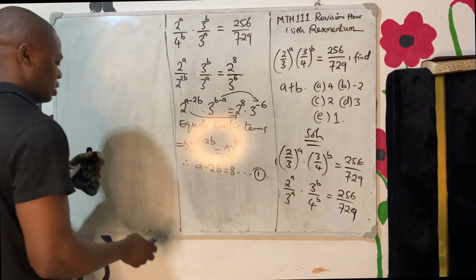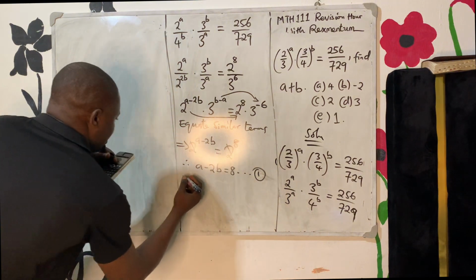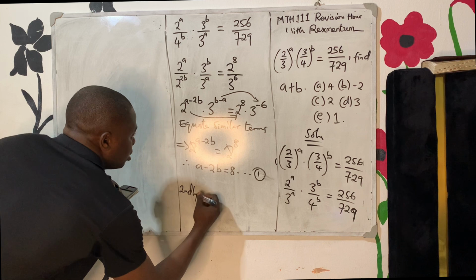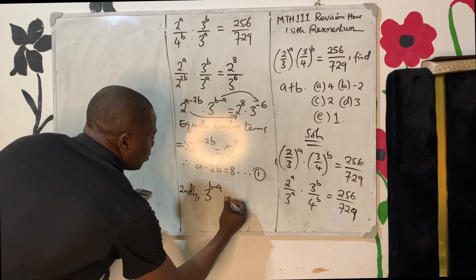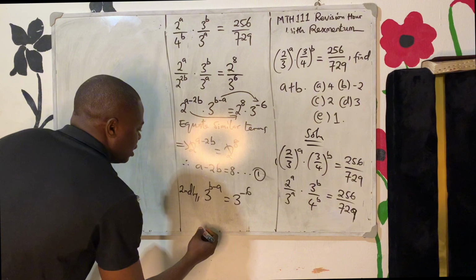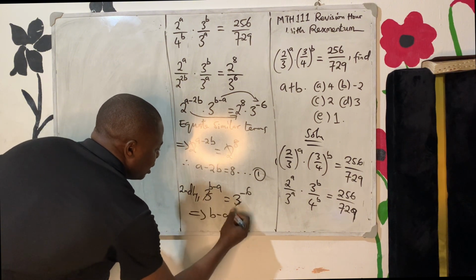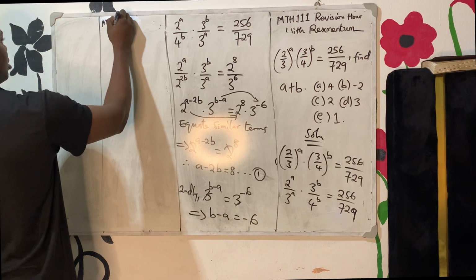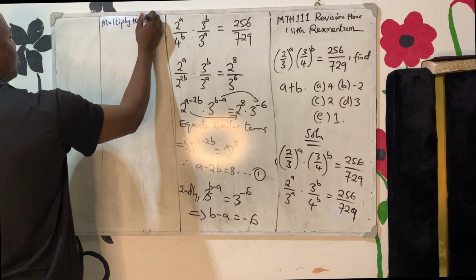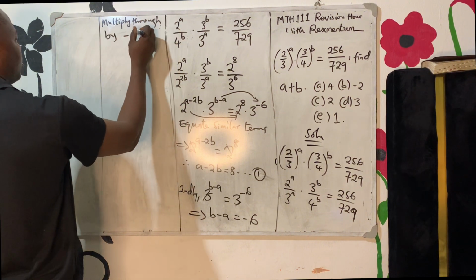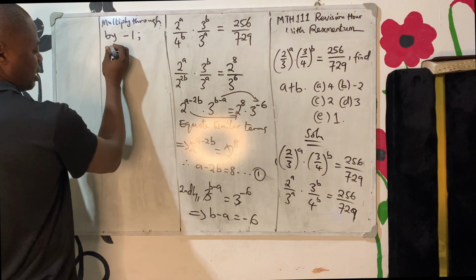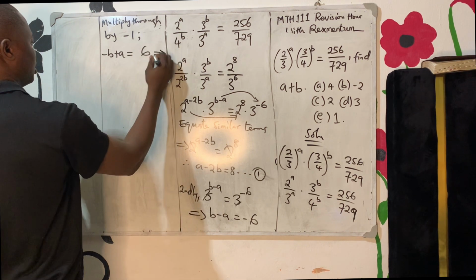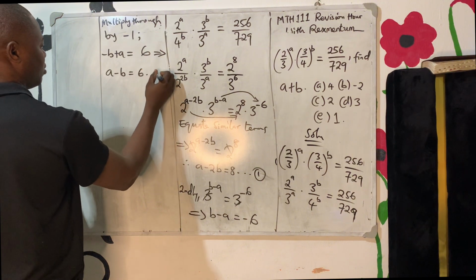Our equation 1. Now the same thing is applicable. Secondly, 3^(b minus a) equals 3^(minus 6). So this will imply that b minus a equals minus 6. Multiply through by minus 1. This implies that minus b plus a is equal to 6. That is the same thing as a minus b is equal to 6, equation 2.